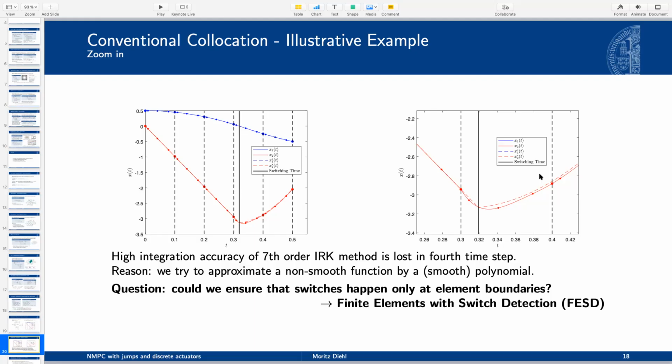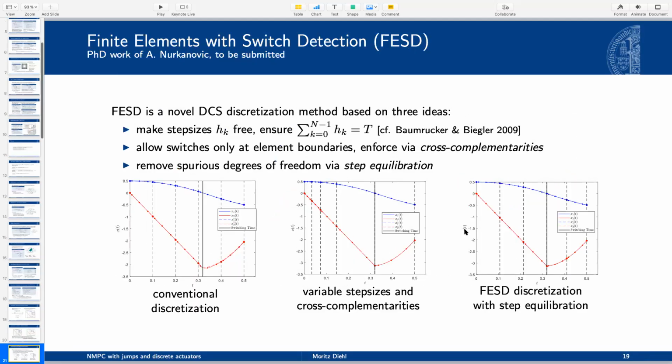Because then an ODE solver is able to deal with switches that happen on the boundaries, because there is no need to have derivatives that are equal on the left and right boundaries of an interval boundary. And that leads then to our idea of finite elements with switch detection.